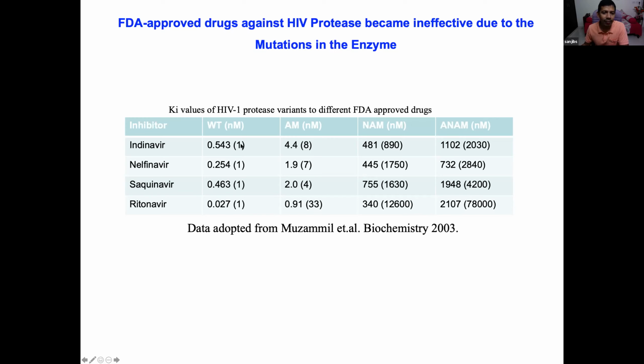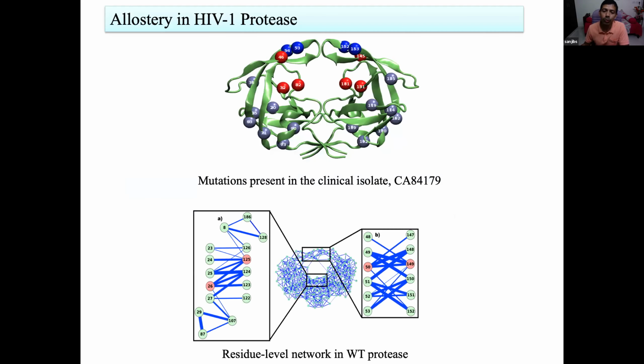So for the wild type, it is 1-fold resistance; for the active site mutant, it is about 10-fold. For the non-active site mutant, it is about 1,000-fold. And for the active and non-active site mutant, the resistance is 10 to the power 3 to 4-fold. So the question is how these mutants are causing the drug resistance. We found allostery. We did MD simulations, but the standard analysis could not fetch us any detailed information.